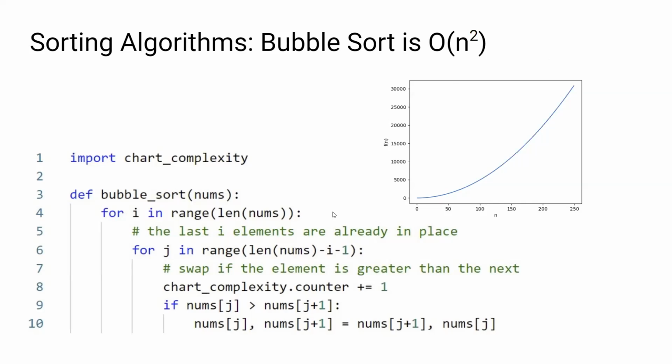So the outer loop's going to go over the full range of numbers. The inner loop's going to go one less from the end for every iteration of the outer loop. And we're swapping each number with the next number if it's out of order.